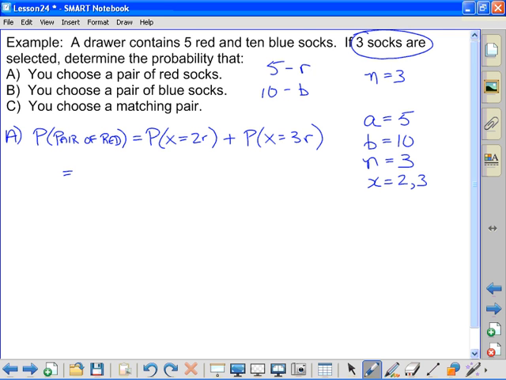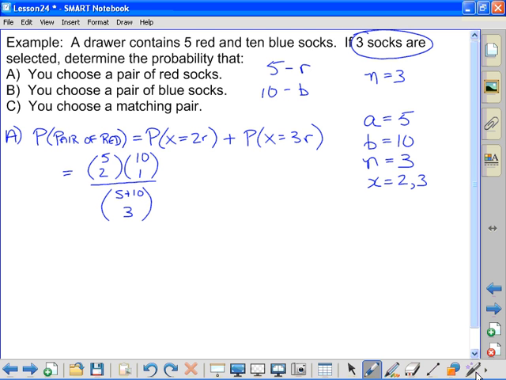So, running through the formula that we just had on the previous page, for an X value of 2, again, A is 5 successes, and we're looking at pulling out 2 red socks, which means that out of the 10 blue, I pulled 1 of them. In the drawer itself, there are a total of 15 items, and for this example, I'll do the 5 plus 10, and we're going to pull 3 socks out.